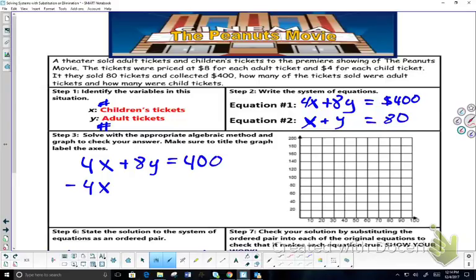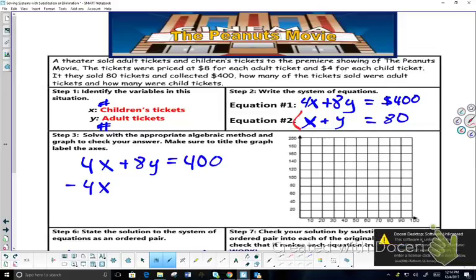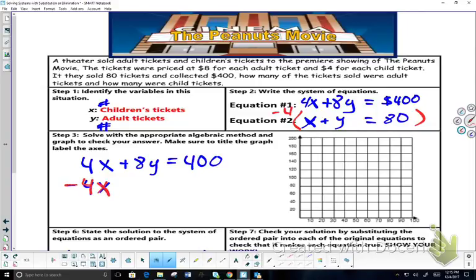So what do I multiply by? Negative 4. So take that bottom one, and if you multiplied it by negative 4, we'd get negative 4x. Does this equal 0x? Does everybody see why we picked that number to multiply by? Yes. Then we got to remember to multiply all of it. So I get negative 4y equals negative 320. Did I do it right?